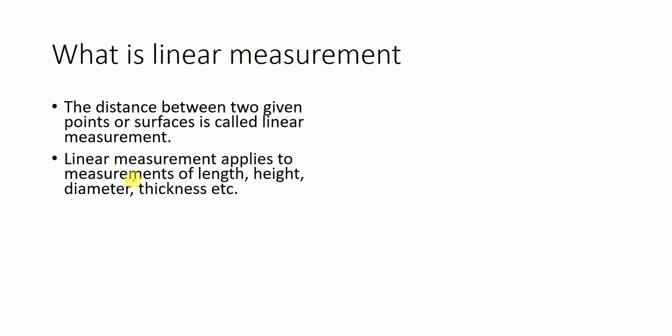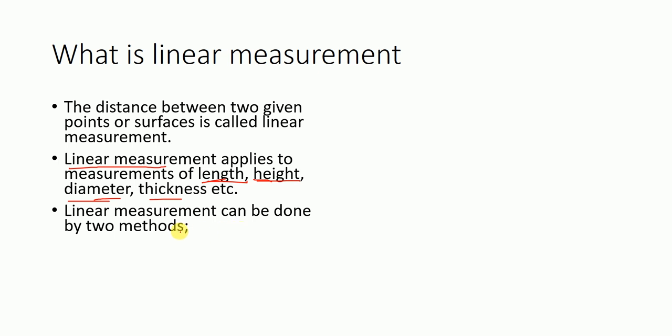Linear measurement applies to the measurement of length, height, diameter, thickness and so on. It is applied for the measurement of the length of the object and the height of the object. If the object is of circular shape, then linear measurement is applied for the measurement of diameter, and it is also used for the measurement of thickness. So whenever such kinds of dimensions have to be measured, at that time linear measurement is used.